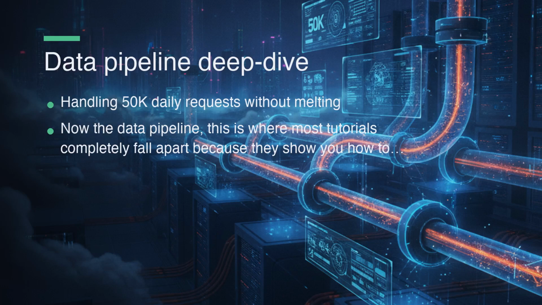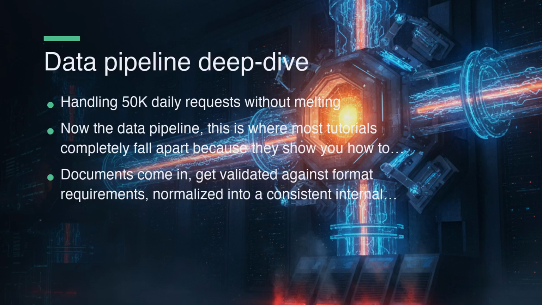I architected this as a 3-stage pipeline. Stage 1, validation and normalization. Documents come in, get validated against format requirements, normalized into a consistent internal representation. This happens synchronously for direct uploads, async for everything else. Stage 2, extraction and chunking. This is where the actual ML processing happens. OCR if needed, text extraction, semantic chunking with overlap. I'm using a sliding window approach with 512 token chunks and 50 token overlap. Stage 3, embedding and indexing. Generate embeddings using a fine-tuned version of bge-large, then index into pgvector.